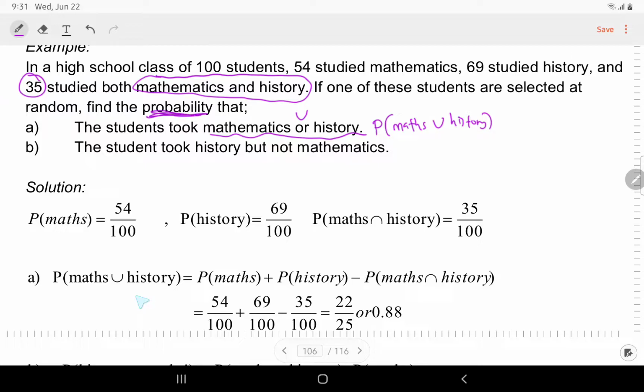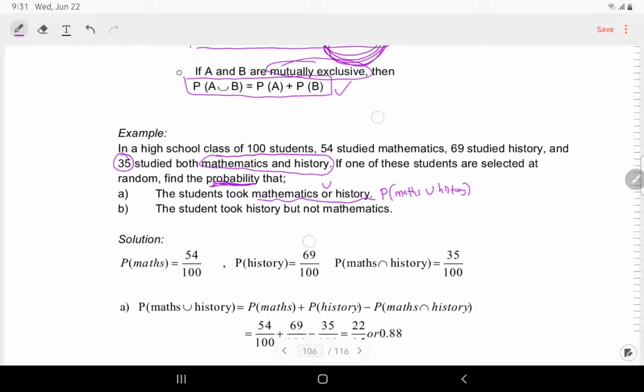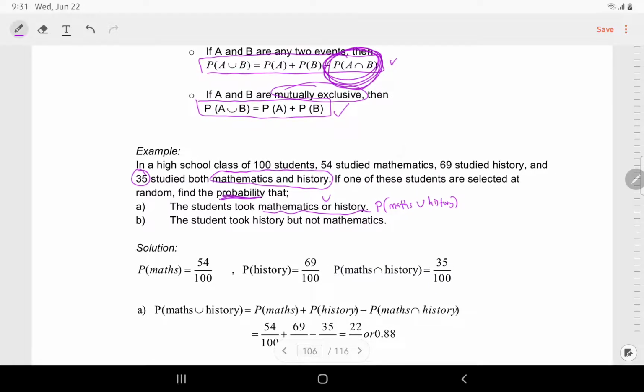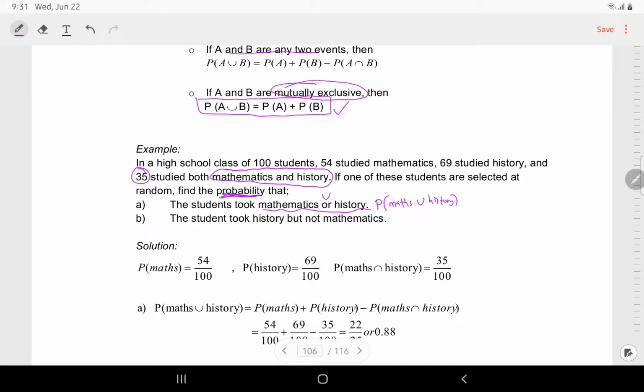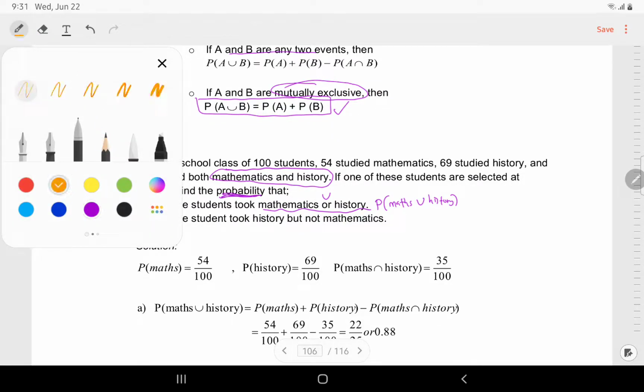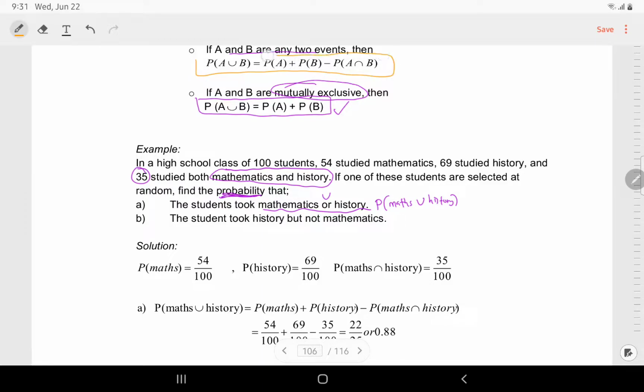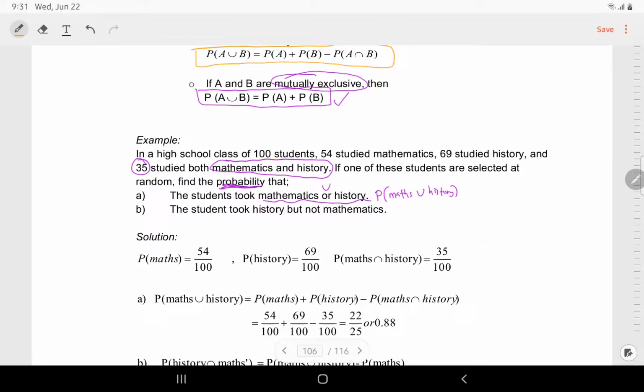Okay, so kita nak guna formula yang tadi. You all compare. Kita nak guna formula yang ni, this one. Okay, so kita compare our A ni adalah maths, B ni adalah history lah. So just insert into this formula. Okay, so kita akan dapat P maths plus P history minus P maths intersect history. So akan dapat macam ni.